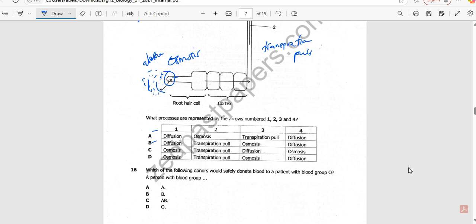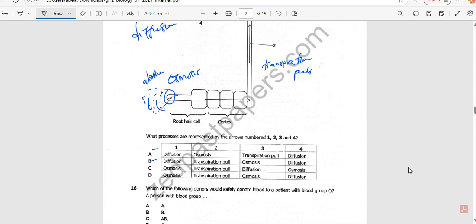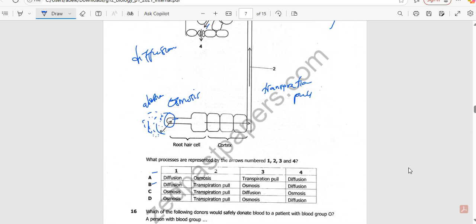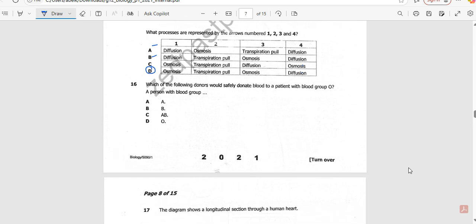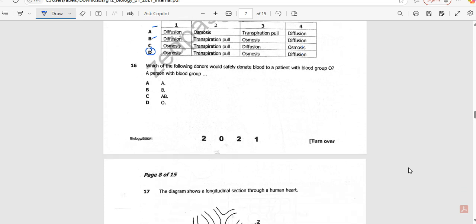Then osmosis, okay, transpiration pull, and this one is the same. Then the answer will come from 3 and 4. So if you know 3 and 4, then the answer is correct. At 4, you have diffusion here. At 4, you have osmosis. Of course, we'll go with D. That's how we answer this type of question.